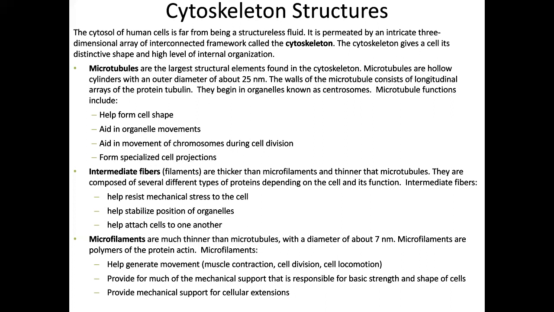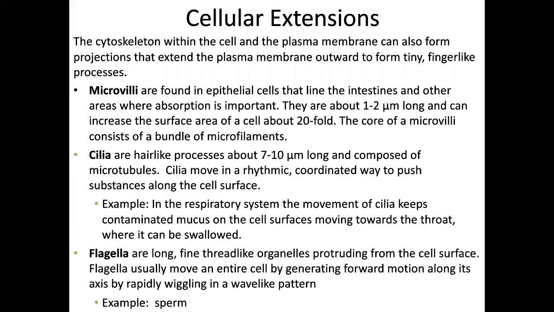And then the smallest are microfilaments made up of a protein called actin. What they do is help generate movement, like during muscle contraction, cell division, and cell locomotion, which is where a cell can move. They provide much of the mechanical support responsible for basic strength and shape of cells. So they have a big role with strength and shape, and provide mechanical support for cellular extensions.